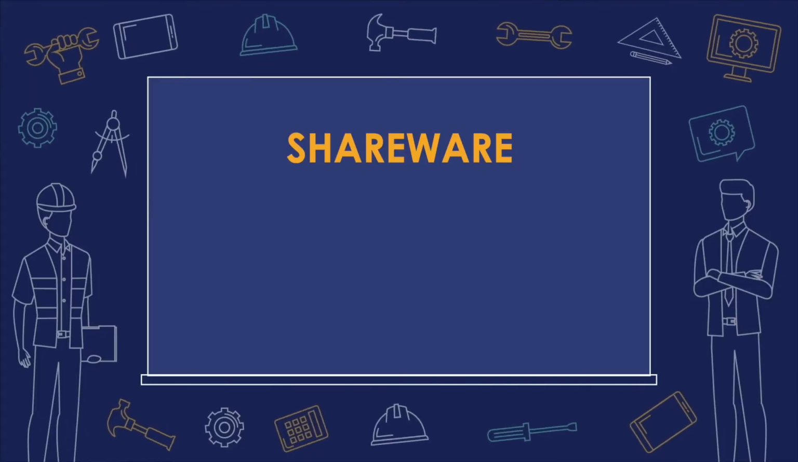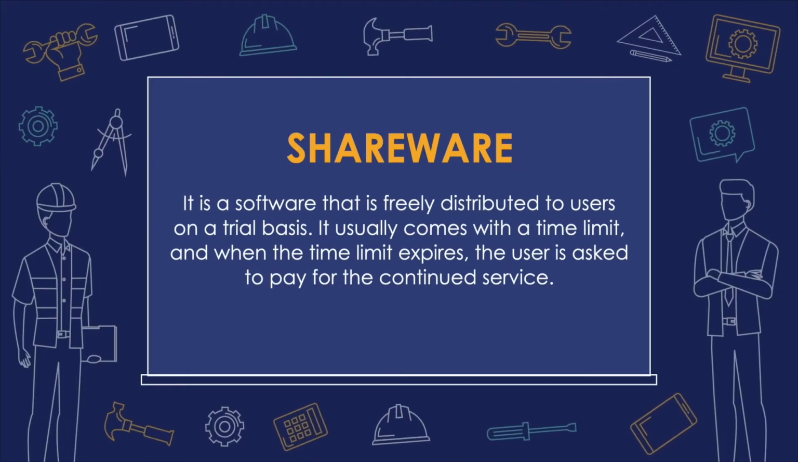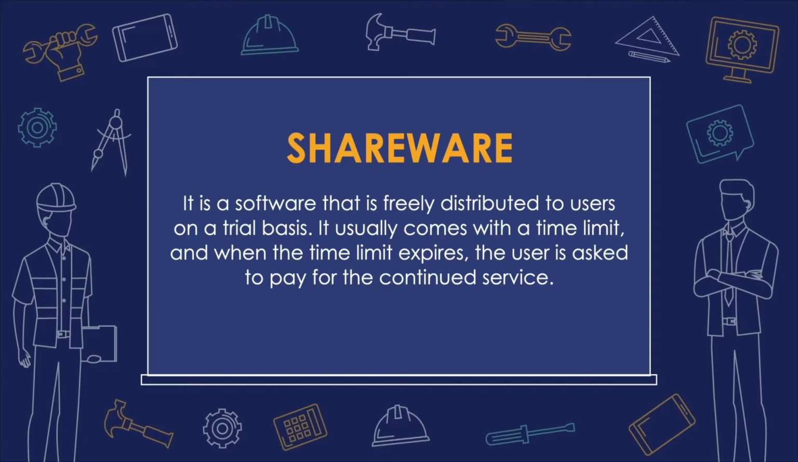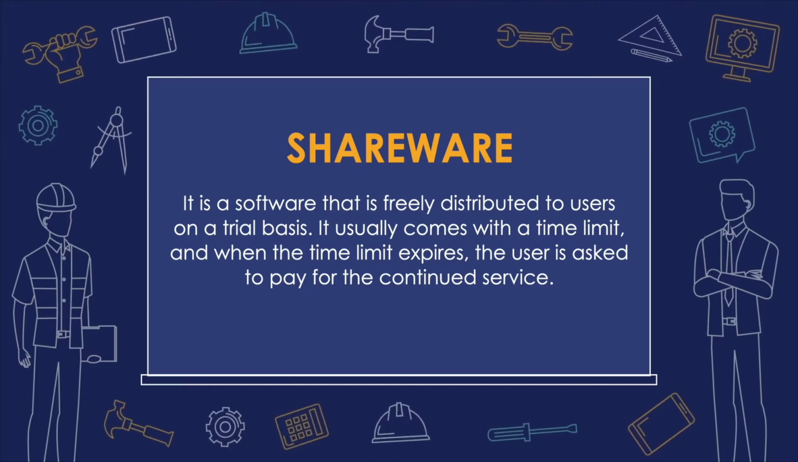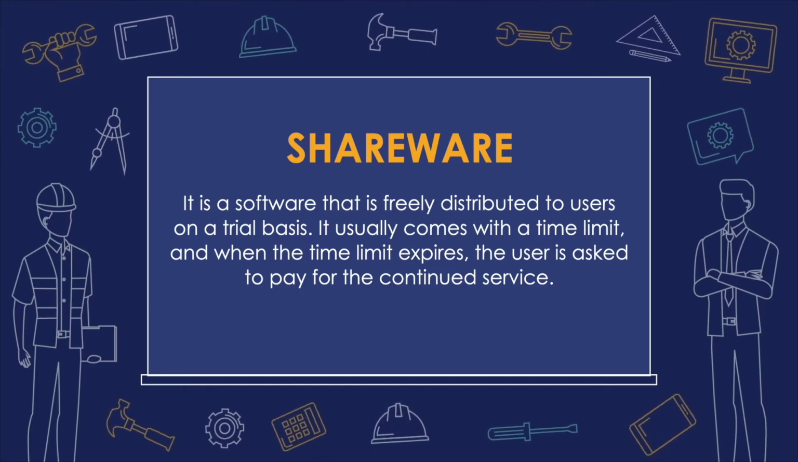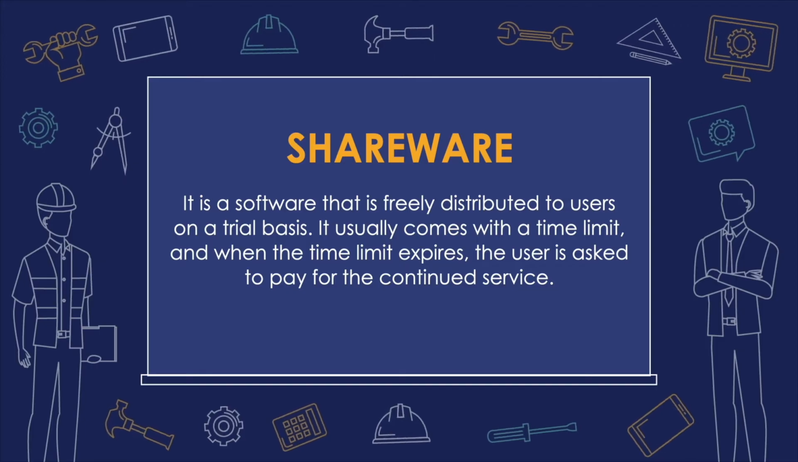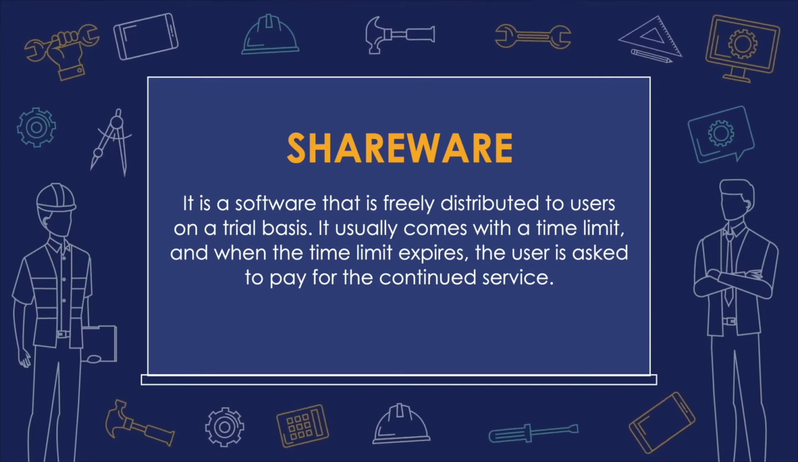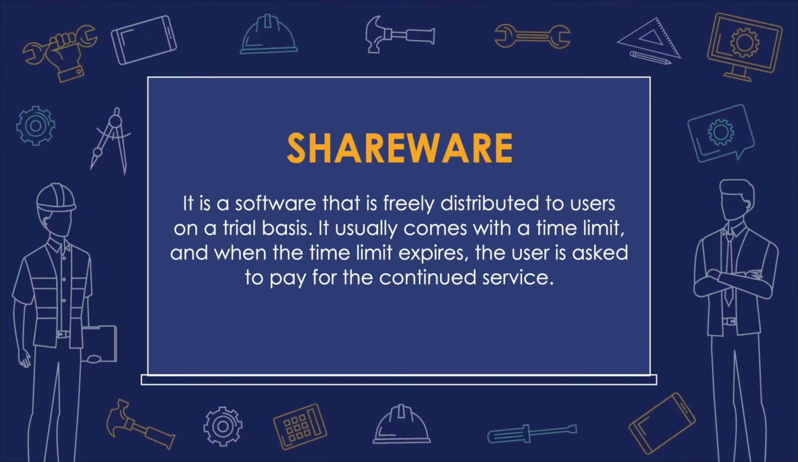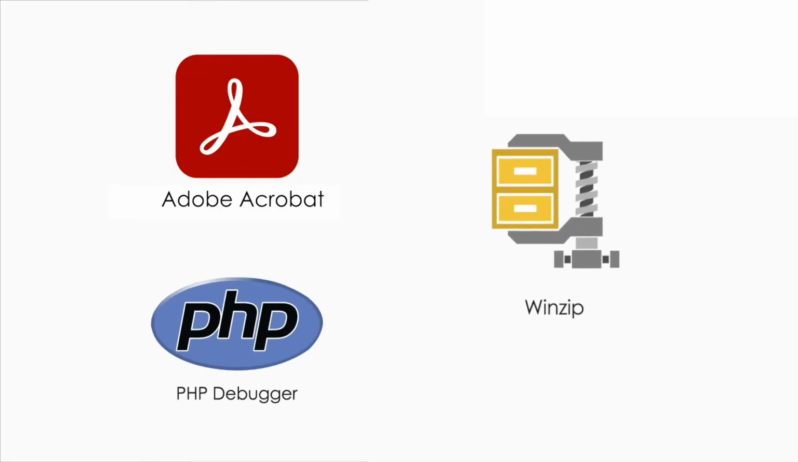Number 2, we have the shareware. It is software that is freely distributed to users on a trial basis. It usually comes with a time limit, and when the time limit expires, the user is asked to pay for the continued service. Some examples of shareware are Adobe Acrobat, PHP Debugger, and WinZip.